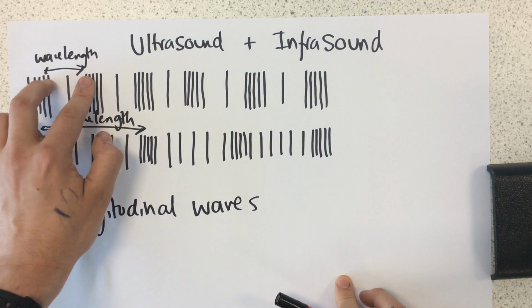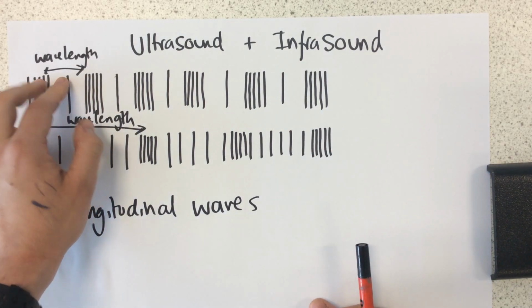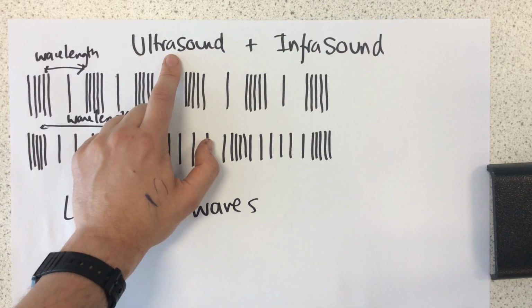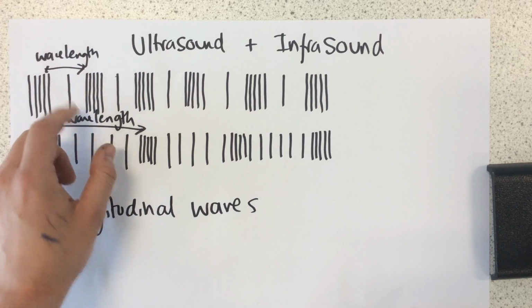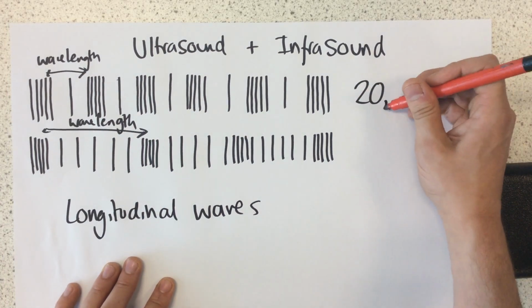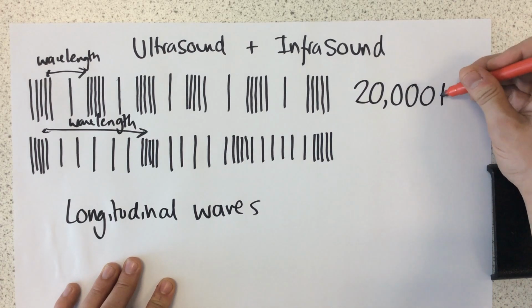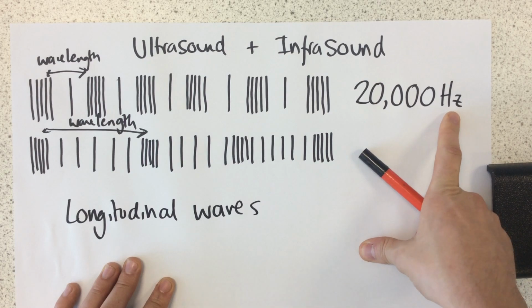Now, the shorter the wavelength, the higher the frequency. What ultrasound actually is, is sound that cannot be heard. The frequency is too high to be detected by the human ear. So it's any frequency above 20,000 hertz. Hertz is just the units for frequency.